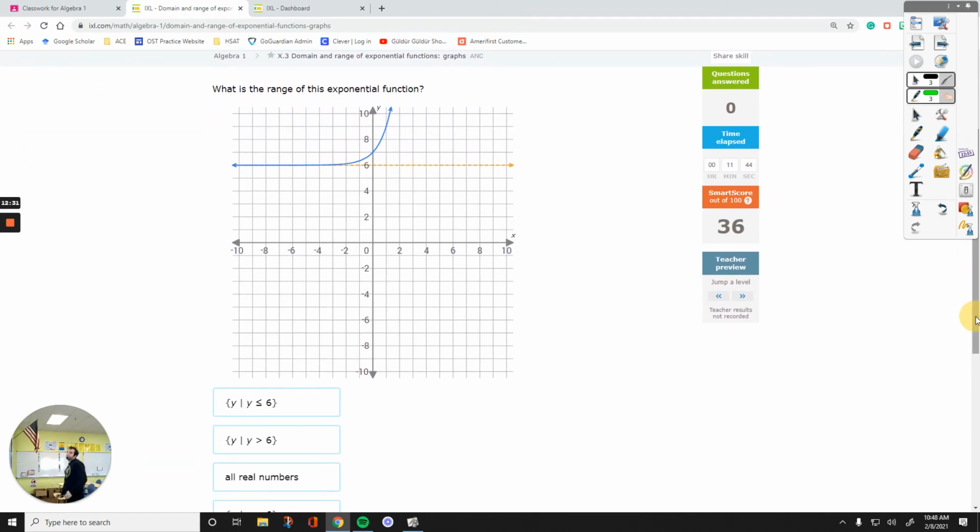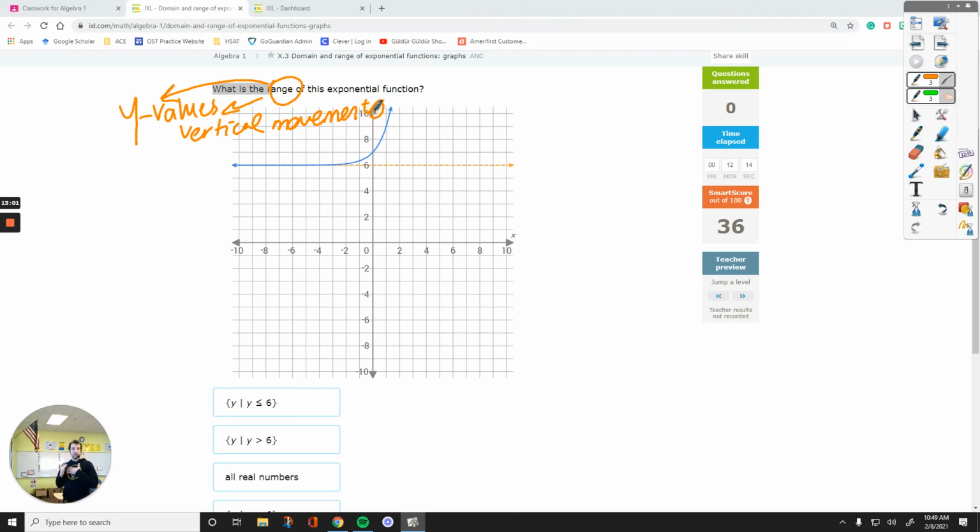Okay, what is the range of this exponential function? Realize the first step: decide whether you're dealing with a horizontal or vertical movement. Range is about vertical movement. Okay, this is vertical, and it deals with the y values. That's how you can figure out whether it is vertical or horizontal. Y is up and down movement.